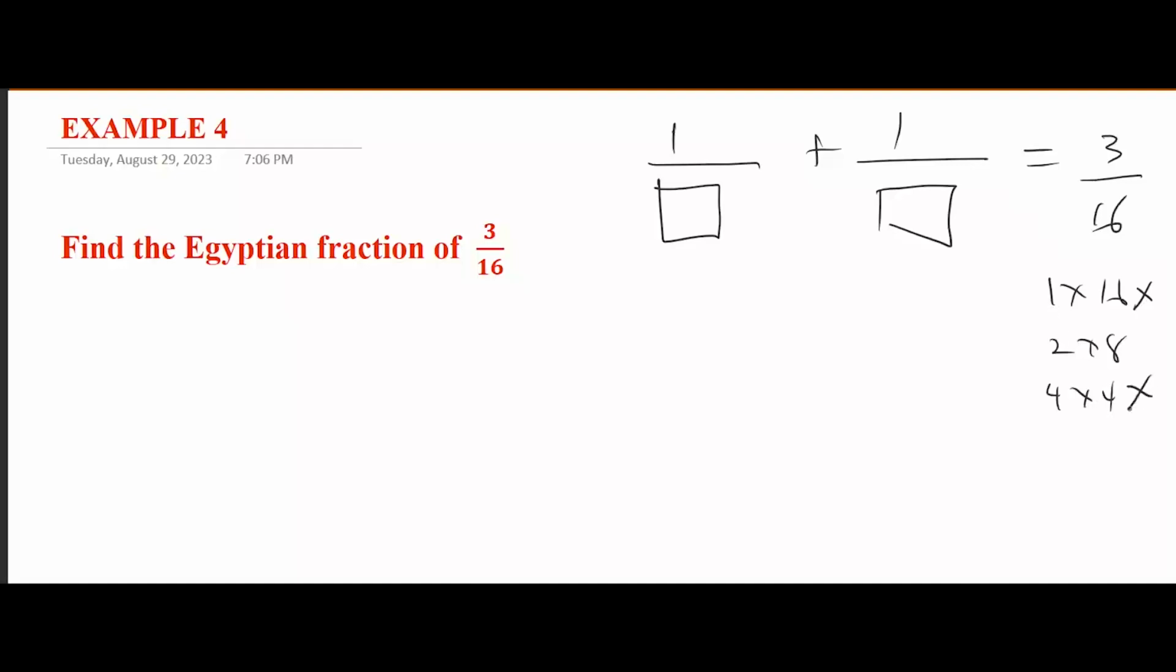And you can't use this one because the denominators must be different numbers. So the only option we have is 2 and 8. So, and there's no way 2 and 8 will add up to 3. So that means we cannot use this. So the next option is to find a multiple of 3 out of 16. So by multiplying it by the same number, by multiplying the numerator and the denominator by the same number.